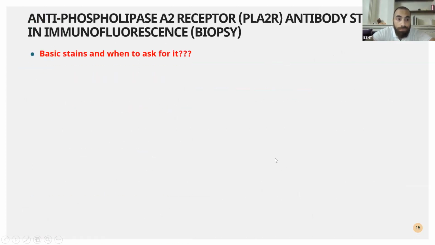So regarding the biopsy, we have to know basic information regarding immunofluorescent or immunoperoxidase staining. We have what is called the basic staining, which includes hematoxylin and eosin, periodic acid Schiff, trichrome, silver stain, and the Congo red. This is the basic staining. But staining for anti-phospholipase is not one of the basic stainings, and you have to discuss with your pathologist or histopathologist about your suspicion of membranous, because, as I mentioned, it's not one of the routine stainings, so you have to ask for it.